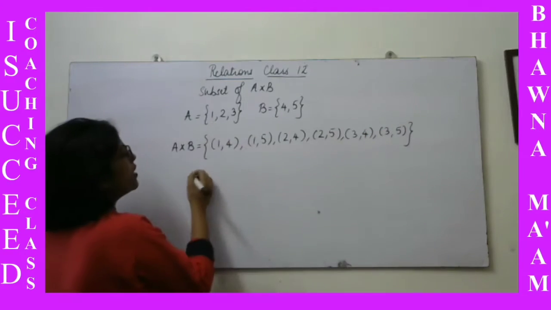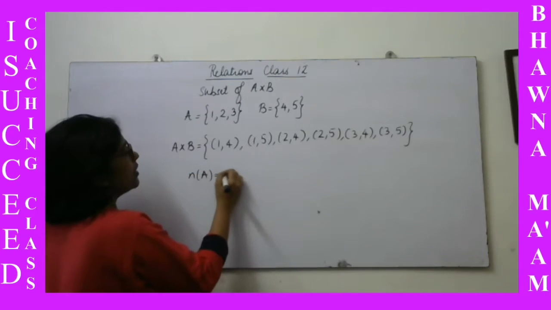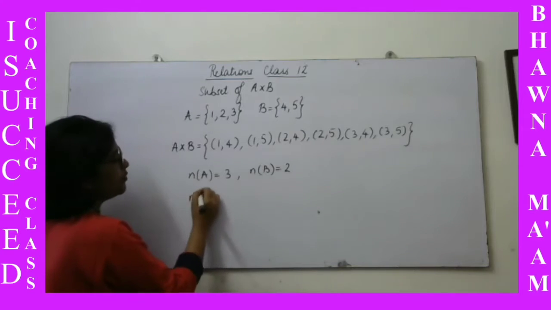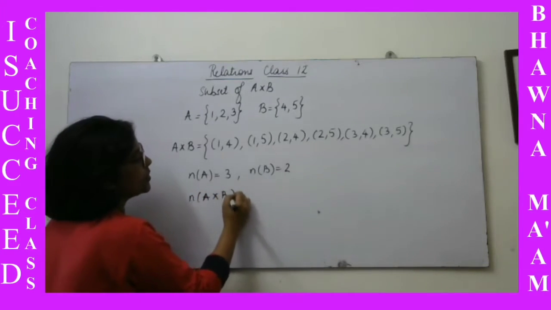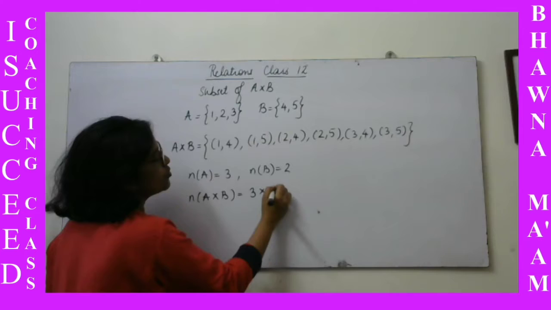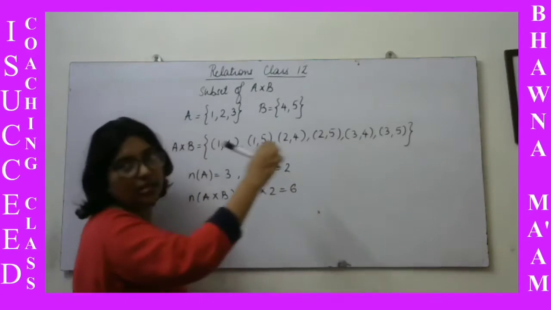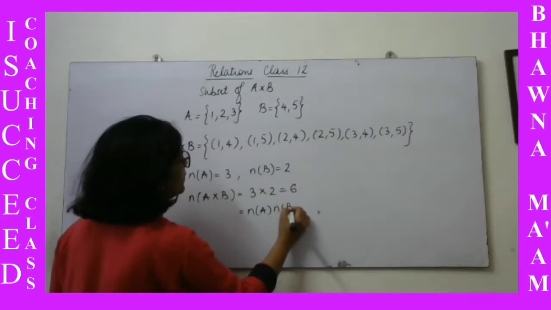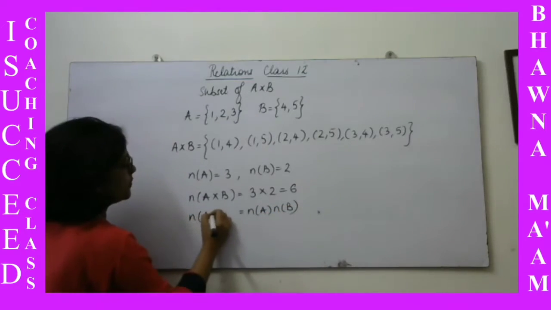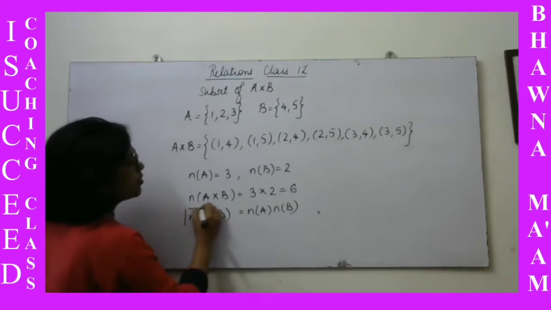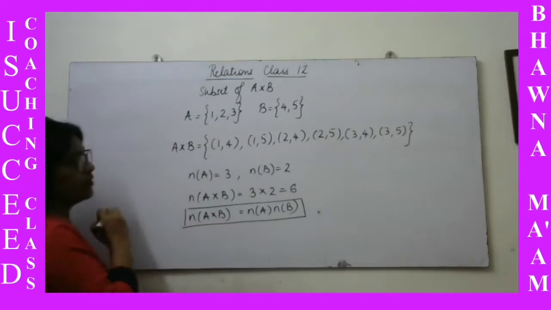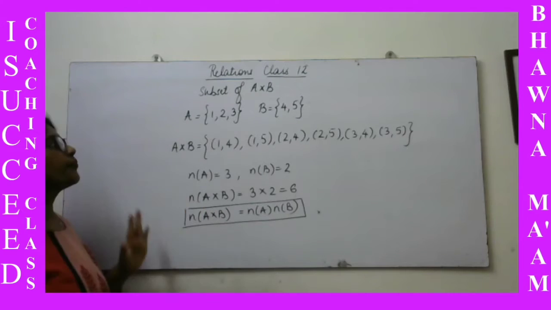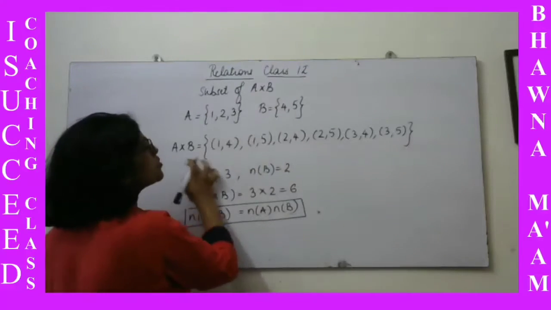So since we have 3 elements in A and 2 elements in B, we will have in A cross B 3 into 2, that is 6 elements. You can see here there are 6 elements, or you can say it is n of A into n of B, that is n of A cross B. So number of elements in A cross B will be equal to number of elements in A into the number of elements in B.